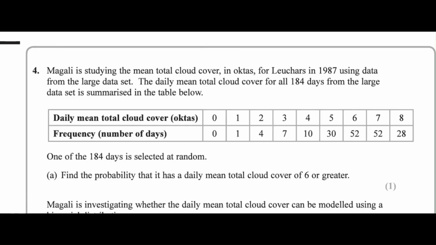Question 4. Magali is studying the mean total cloud cover in octas for Leuchars in 1987 using data from the large dataset. The daily mean total cloud cover for all 184 days from the large dataset is summarized in the table below. One of the 184 days is selected at random. Find the probability that it has a daily mean total cloud cover of 6 or greater. A cloud cover of 6 or greater would mean this number of days, right? Therefore, we will add these three and find the ratio of that to 184 days to find the required probability.